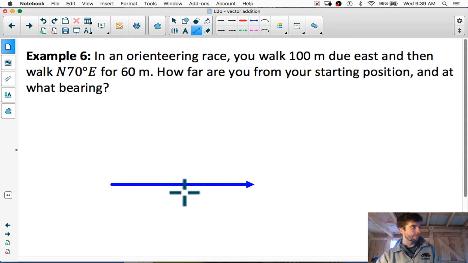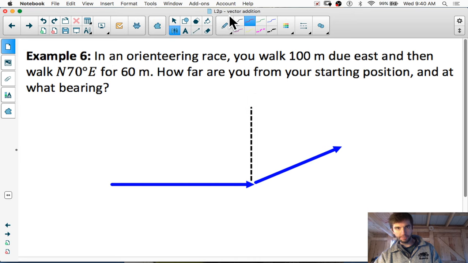And then it says you walk north 70 degrees east for 60 meters. So this would be north, but then we move 70 degrees towards east. I'll just approximate that, something like that. And let me put an invisible north line in here so I can label what angle I know so far. Here's a north line, and it said that this vector here was at a direction of north 70 degrees east. That means that angle in there is 70. This angle here would be 90.